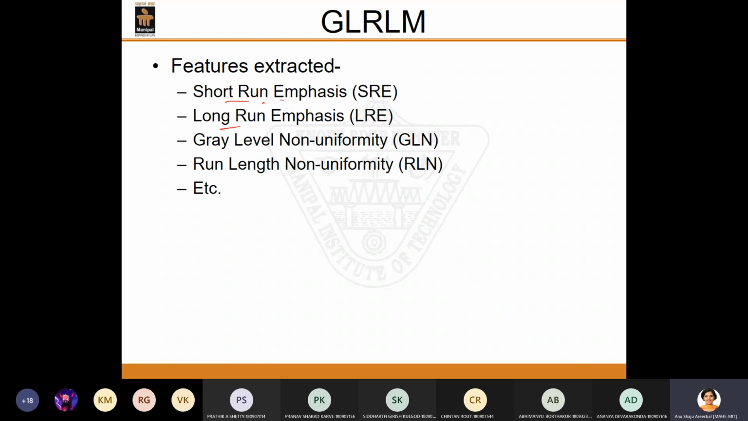There are formulas for this, which are not required. Just know that such features are extracted in order to identify the texture information in the particular image, and later on you'll be working with these features for further processing.